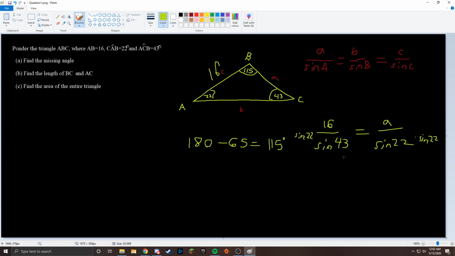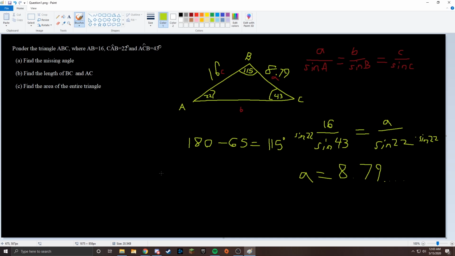Now you're going to want to plug that into your calculator. And you'll find that a is equal to 8.7, yada, yada, yada. You're just going to want to do 3 sig figs. So, like that. But if you're going to want to use this again, you're going to want to use the whole thing as it is in your calculator. You want to be accurate.